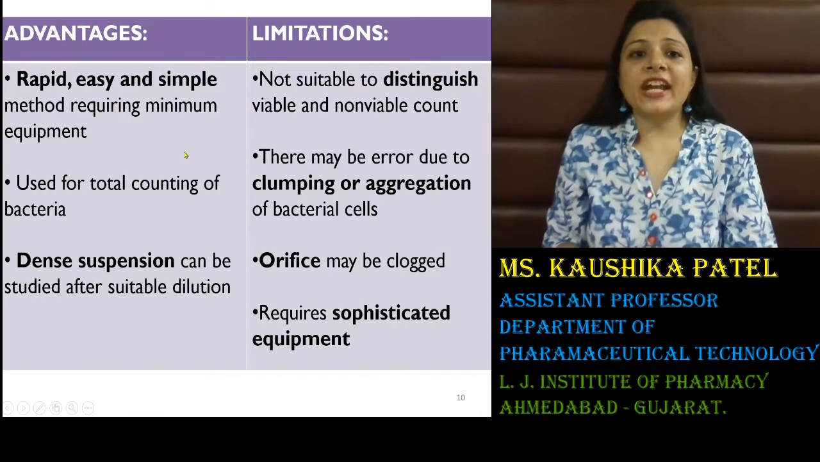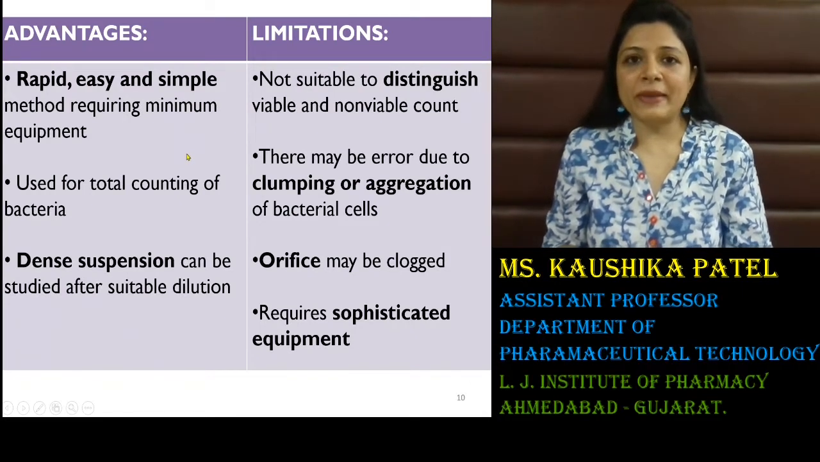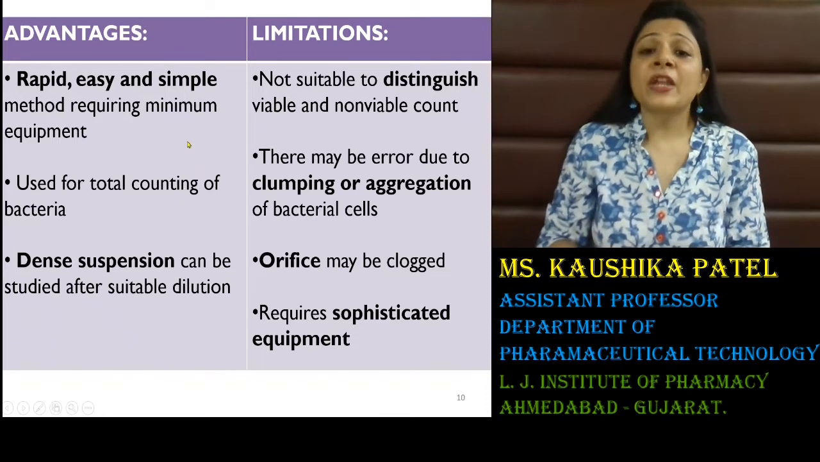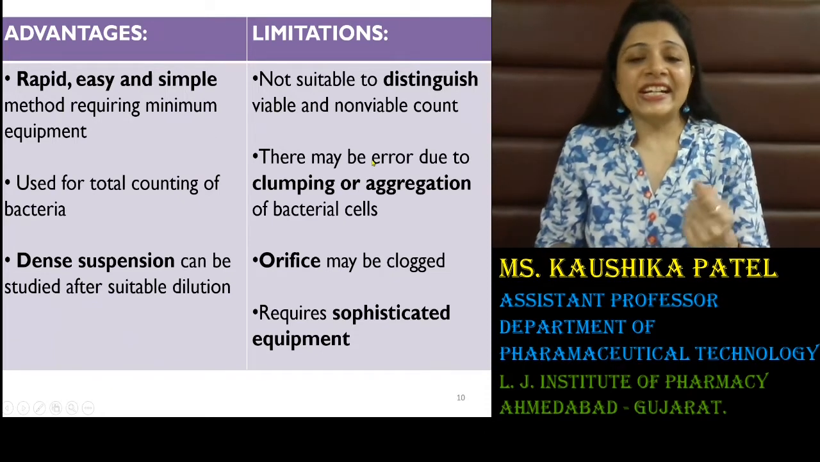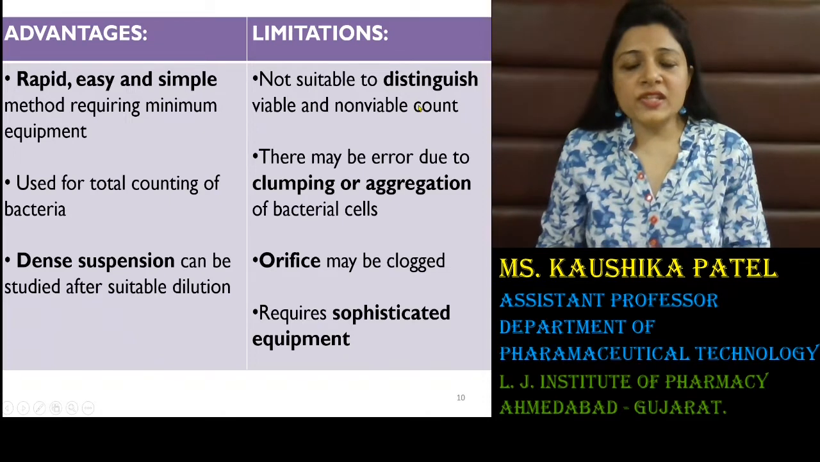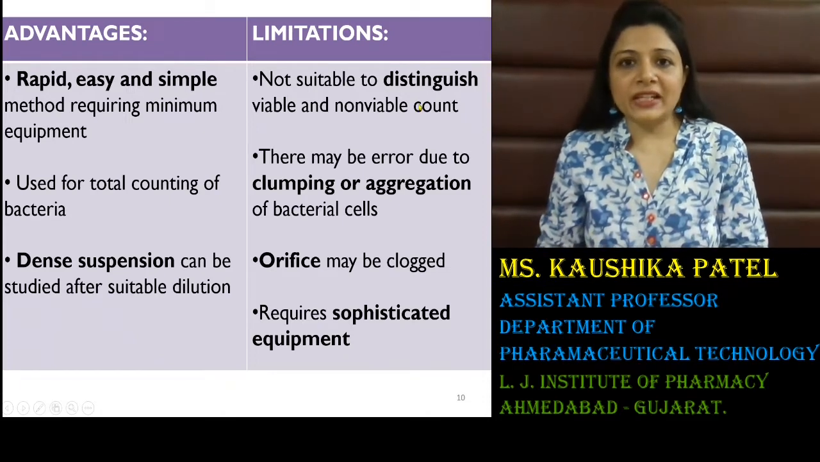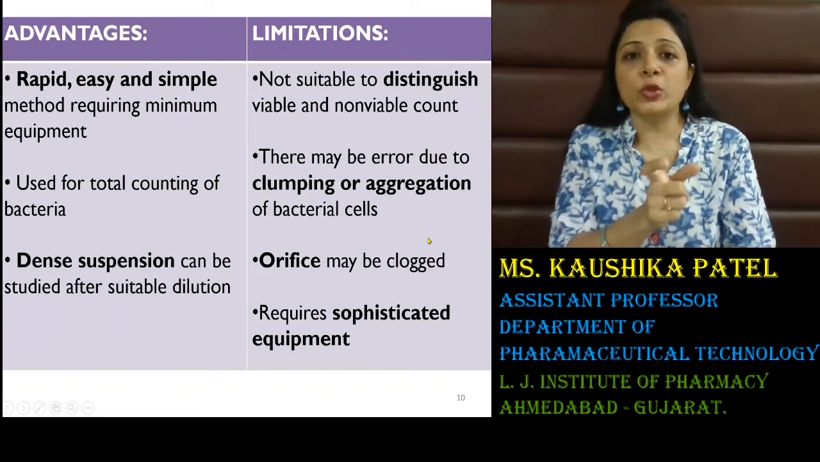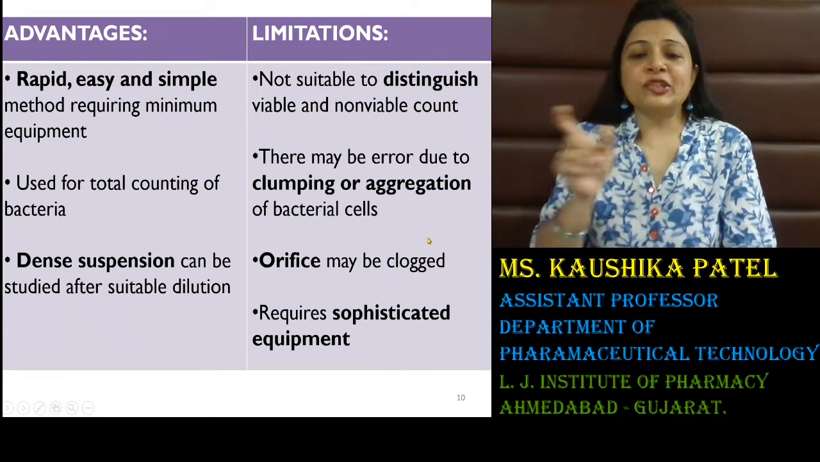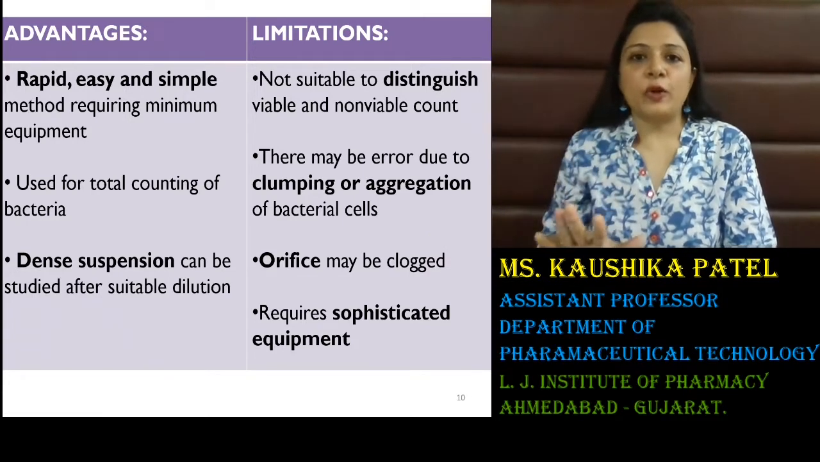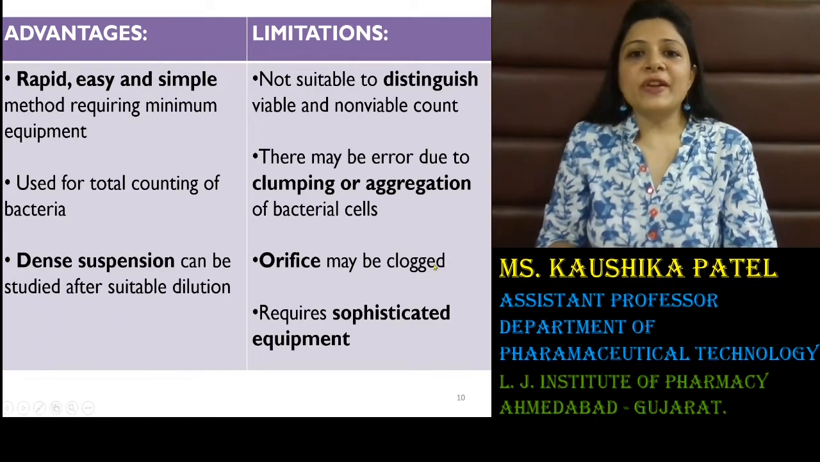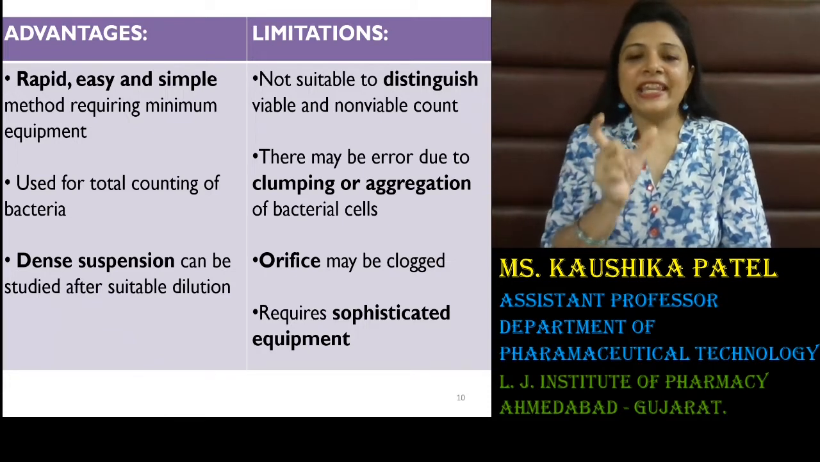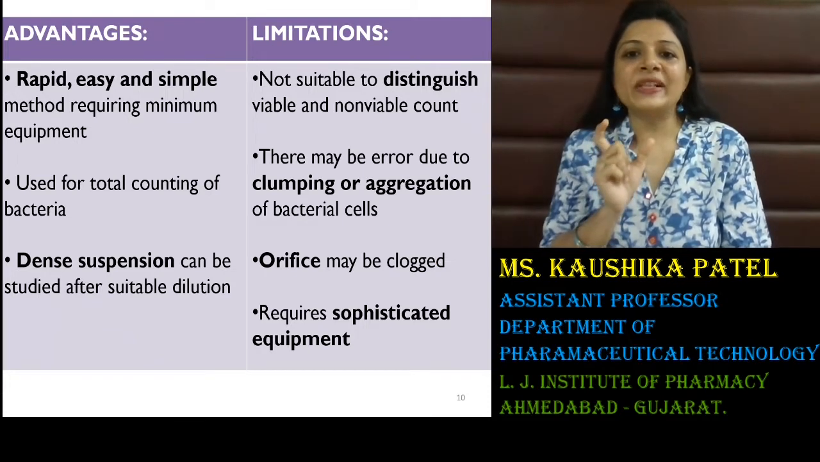Now, what are the advantages? It is same as microscopic method, except that you cannot study the morphology in this method. But what are the limitations? Again, you cannot distinguish between viable and non-viable count. The most important thing is the sample must be homogeneous. Each and every cell should be dispersed uniformly. Otherwise, the clumps or aggregates will together be recorded as a single electric signal, and there will be error in the result that you will get.